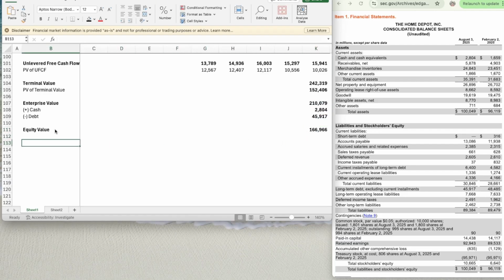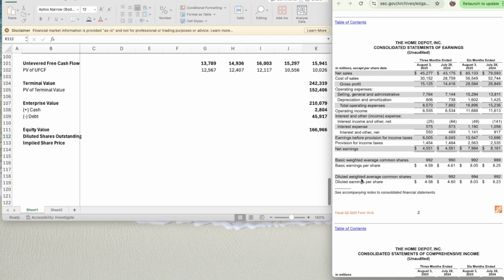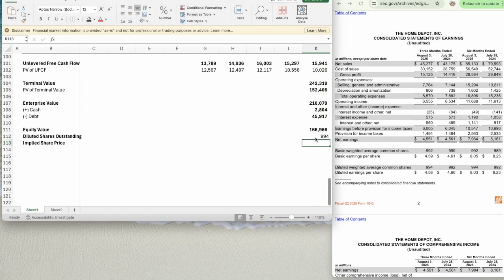Now we want to have the diluted shares outstanding and the implied share price. Almost there. This is the best bit. So the diluted weighted average common share, so it's not basic, we want this one, this figure 994, but it's not really that much different from its basic, which is good. Now it's the moment of truth, where you take the equity value and you divide it by the diluted shares outstanding, and that's what we get, a share price of 168.